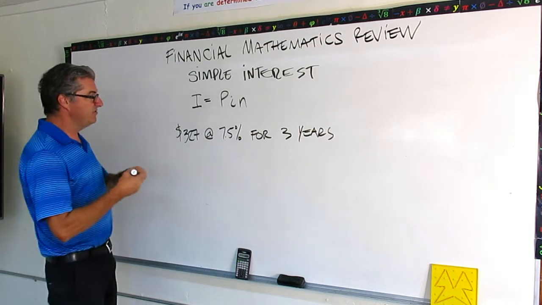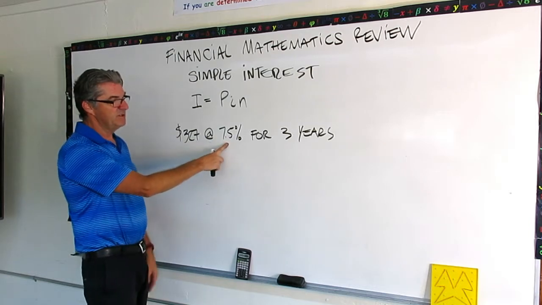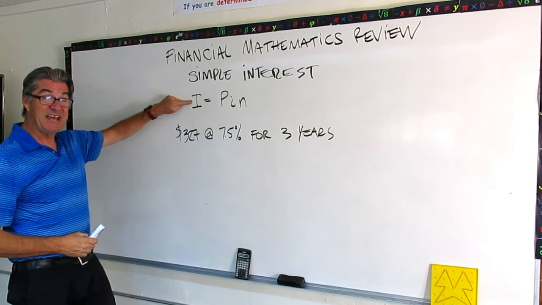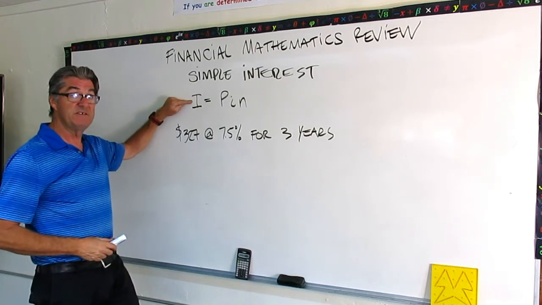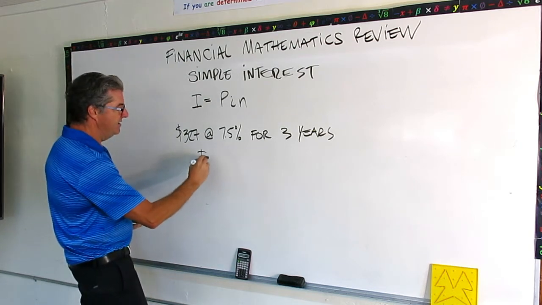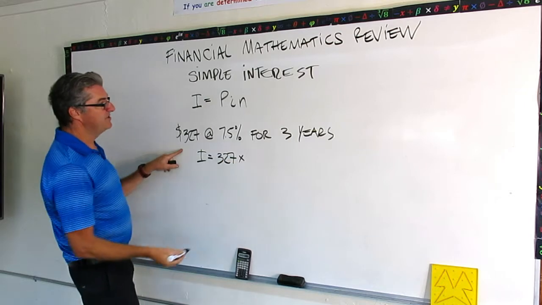So, the interest, here's our situation. I got $327 at 7.5% for 3 years. How much interest is earned? Remember, this is I. This is not the total amount at the end of the time. It's just the interest.